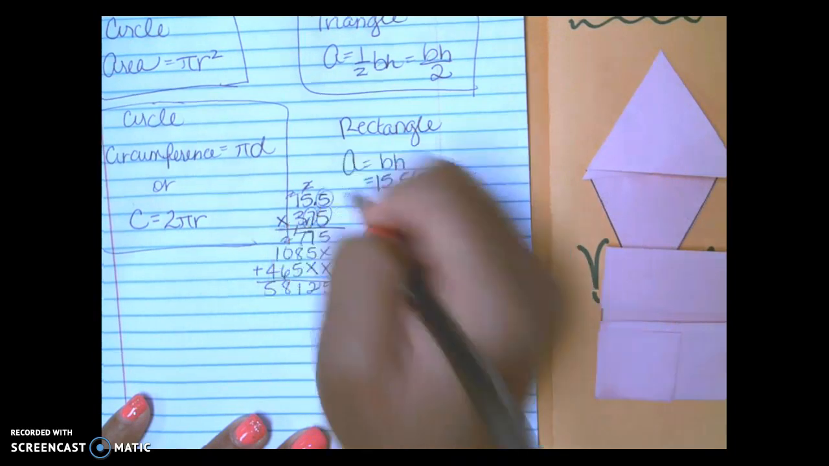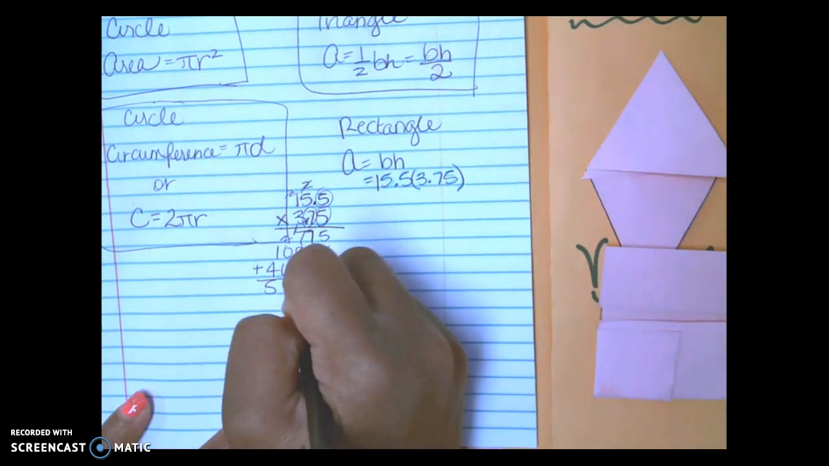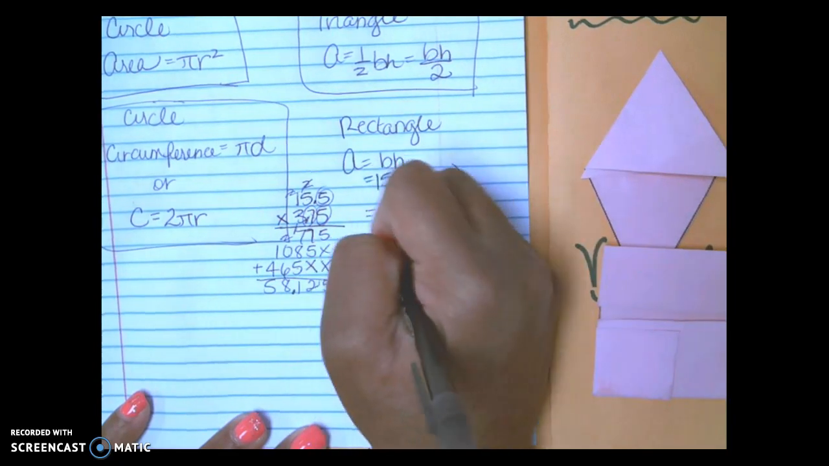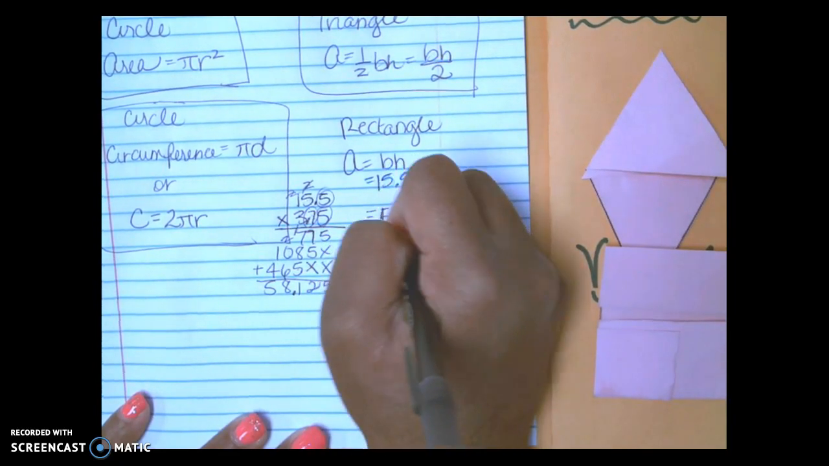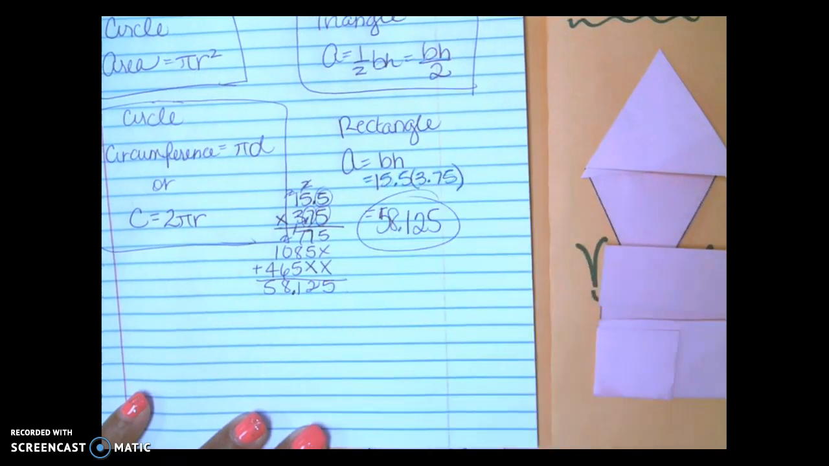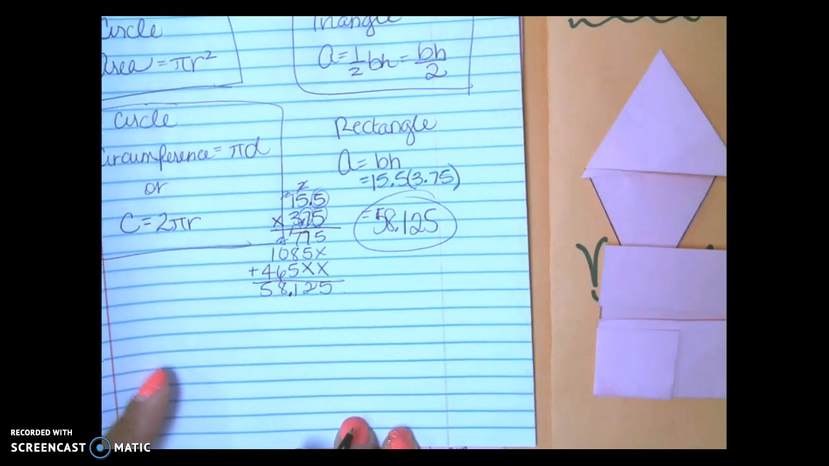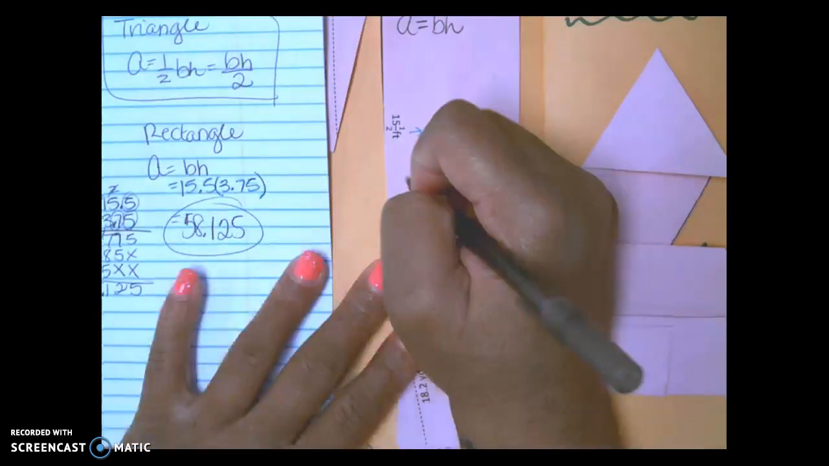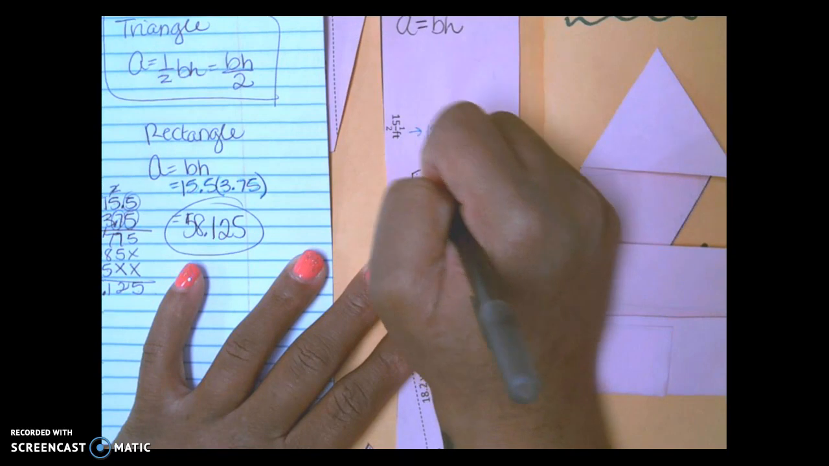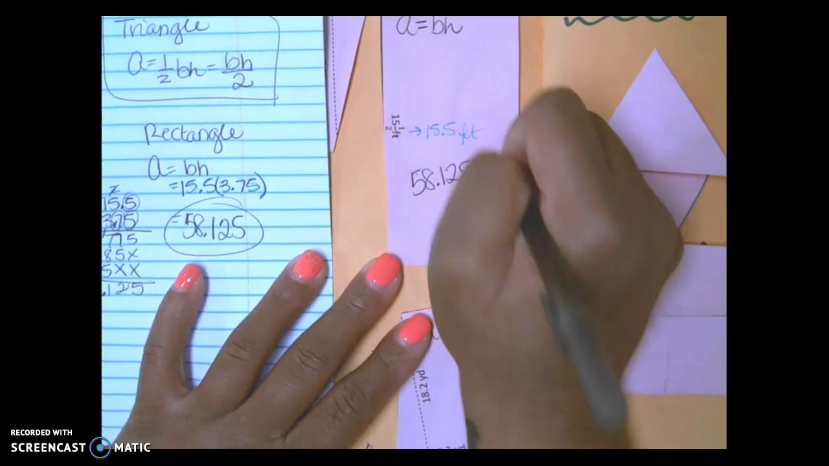How many numbers after the decimal? 1, 2, 3. 58 and 125 thousandths is my area for that rectangle. Feet squared.